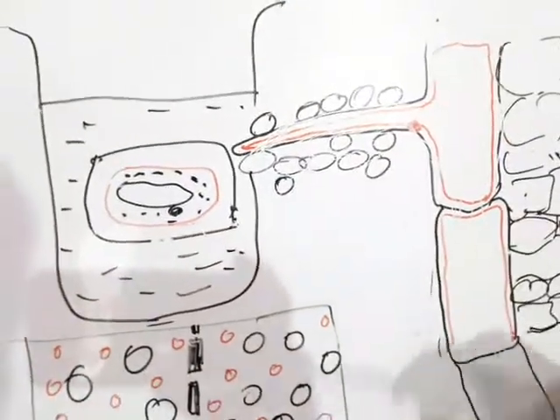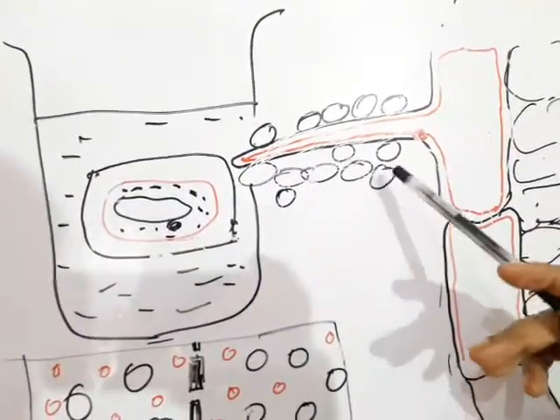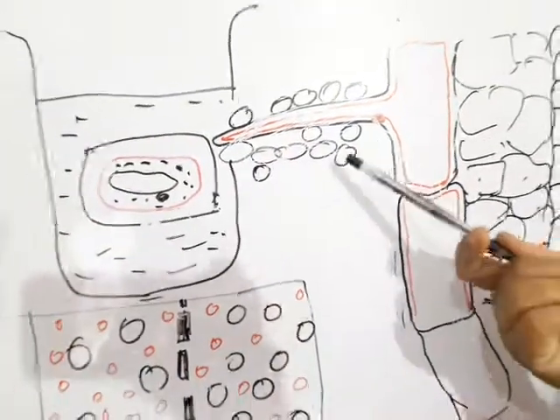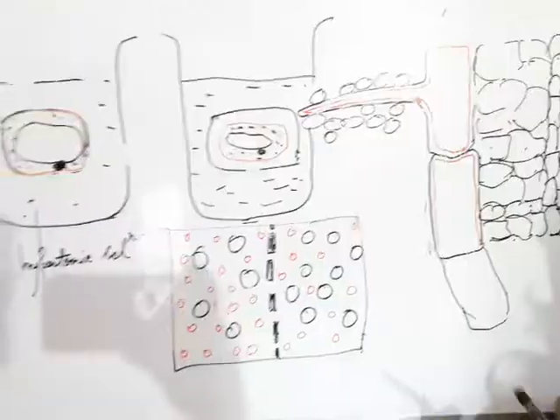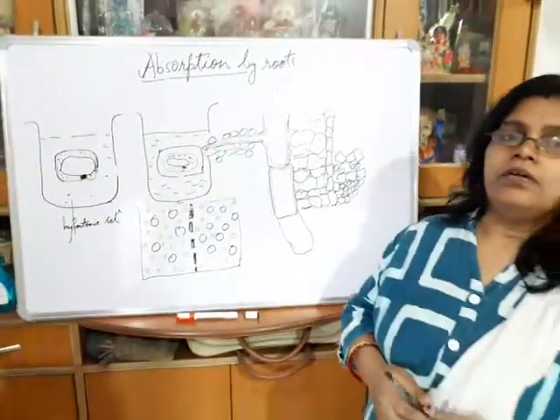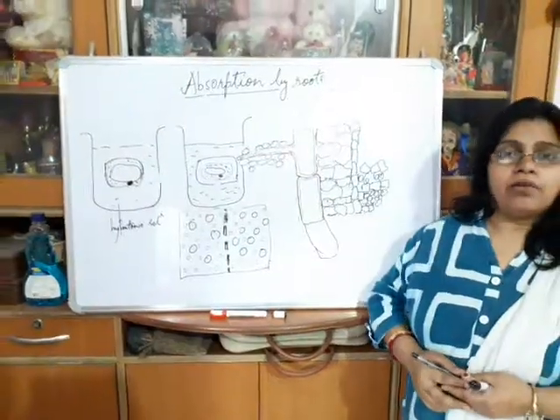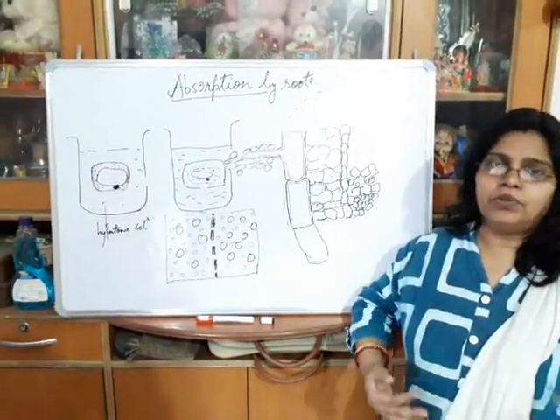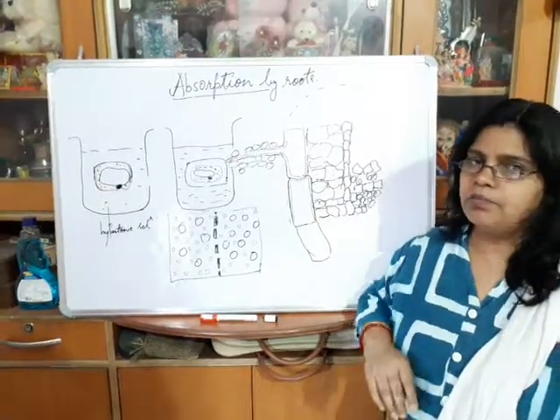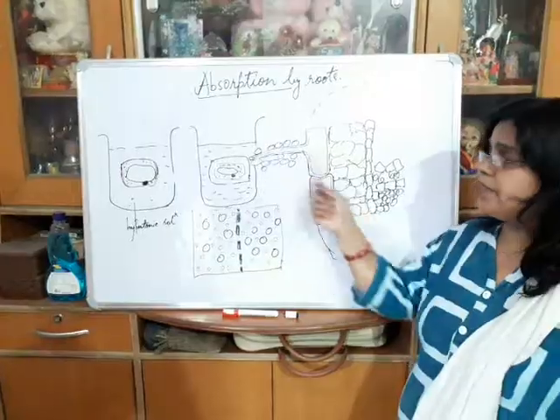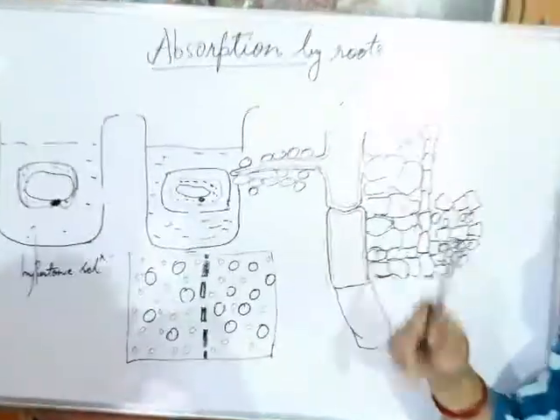Now, which process helps in the absorption of water? This process is called osmosis. What is osmosis? Osmosis is the process of movement of solvent particles from their higher concentration to lower concentration through a semipermeable membrane. So which acts as the semipermeable membrane in this case? This is the cell membrane.